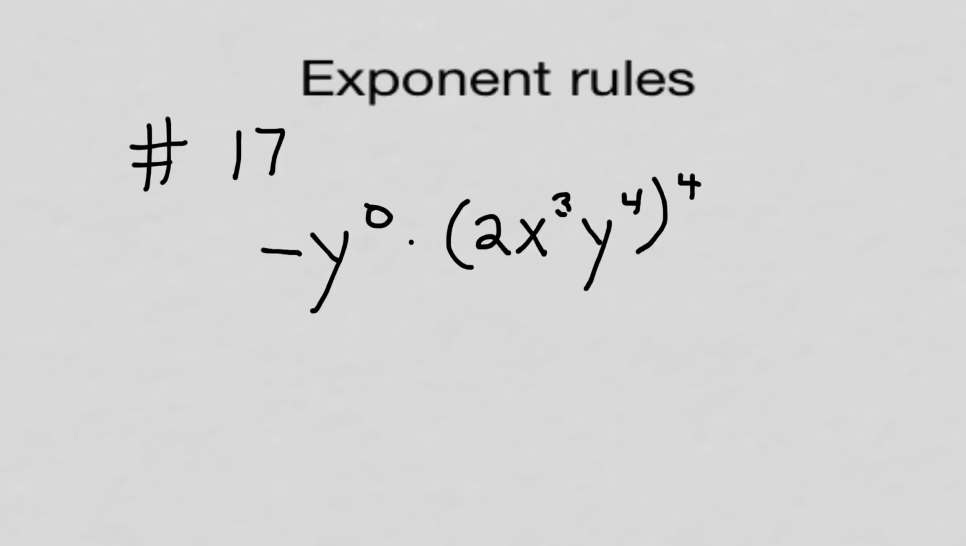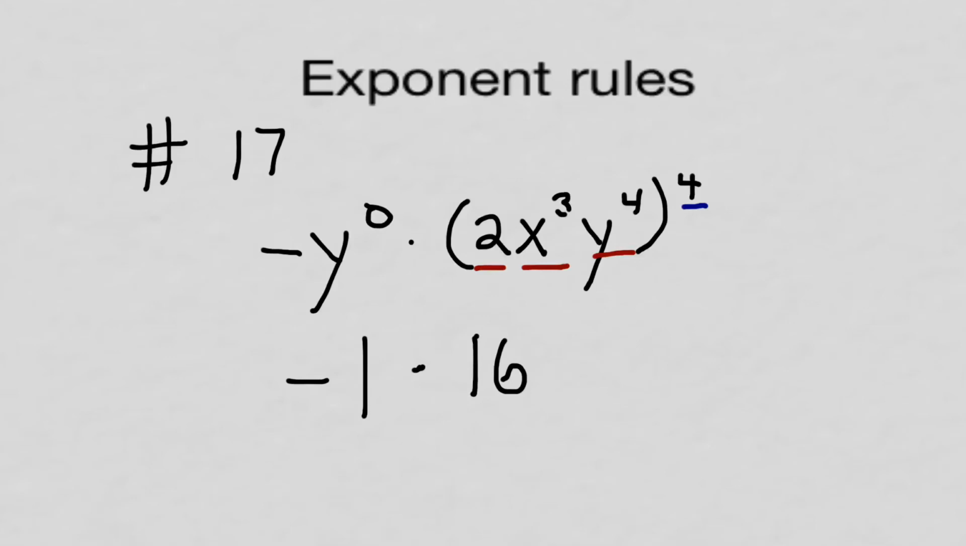All right, like I said, negative y to the 0 power is going to be negative 1, times, on the right, I'm going to show everything inside the parentheses is to the 4th power. We have to remember there are going to be 3 things inside the parentheses: 2, x cubed, and y to the 4th. Let's take those one at a time. 2 to the 4th power, we've talked about this twice already on this video. 2 to the 4th power is 16.